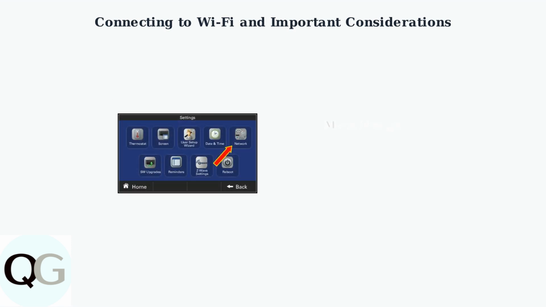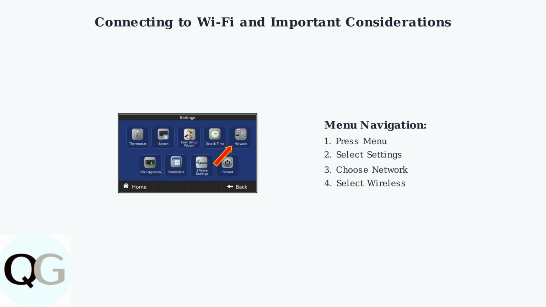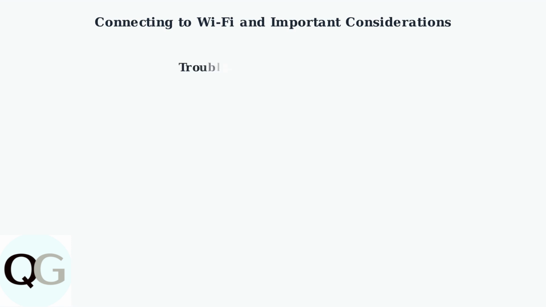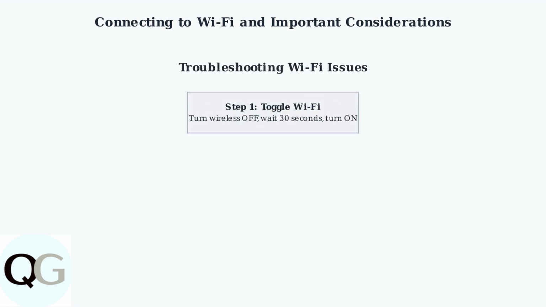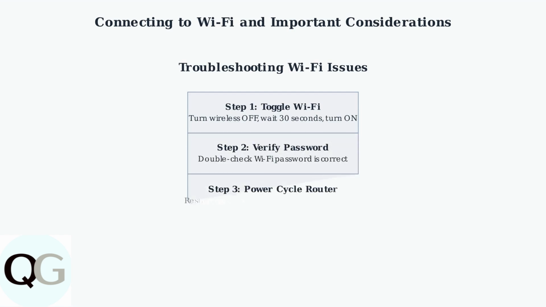To access Wi-Fi settings, navigate to Menu, then Settings, then Network, and finally Wireless. Make sure Wi-Fi is turned on in this menu. If you're having connection trouble, try these troubleshooting steps. First, toggle the Wi-Fi setting off and on with a 30-second wait. Then verify your password is correct.